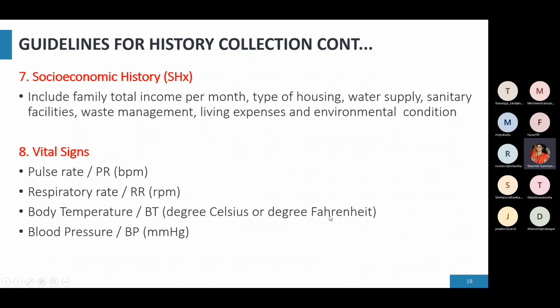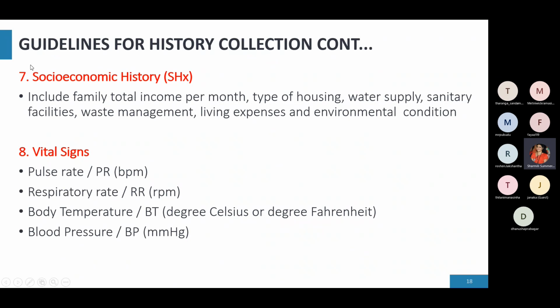And under the socio-economic history, here we focus on the family, whether the family is a nuclear family or an extended family. How about the income, whether the income is enough for the family members. And what about the water supply, whether they are living in flats or in a rural environment. How is the waste disposal, waste management, and their living expenses. All those things we include in the socio-economic status. So normally as care providers, these seven are important.